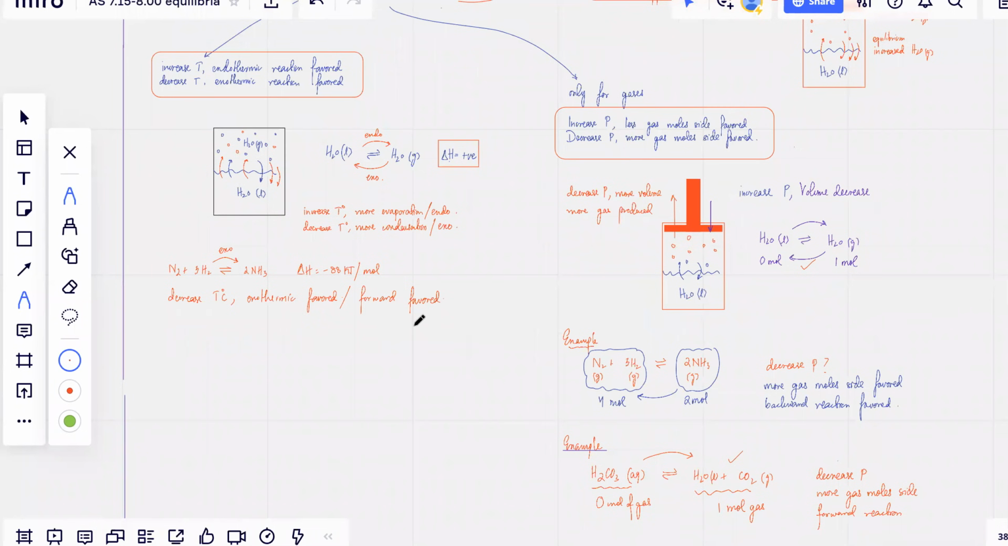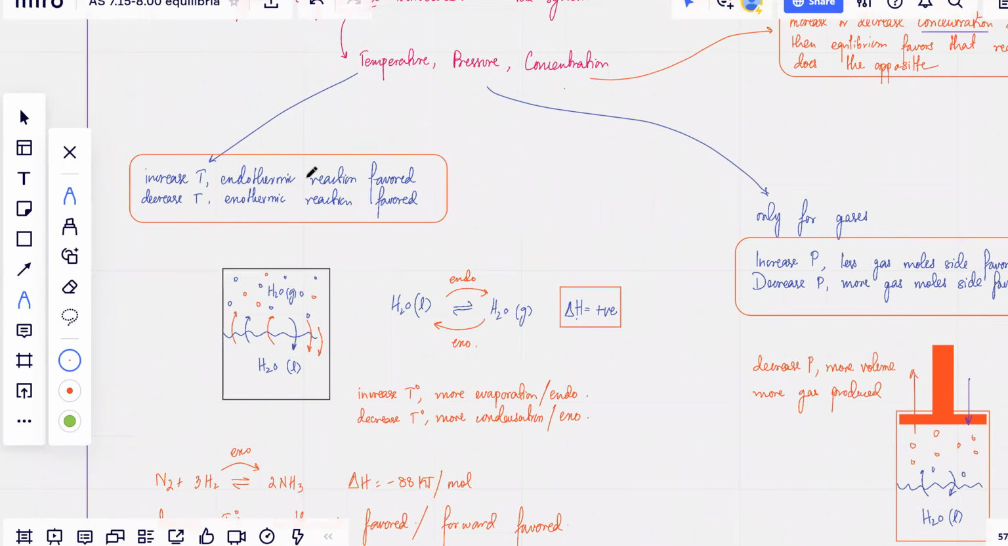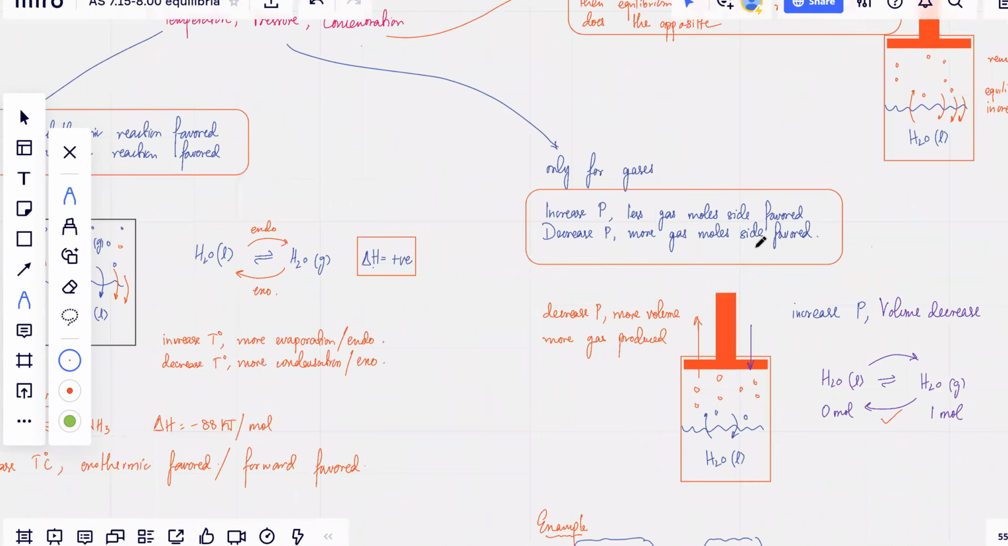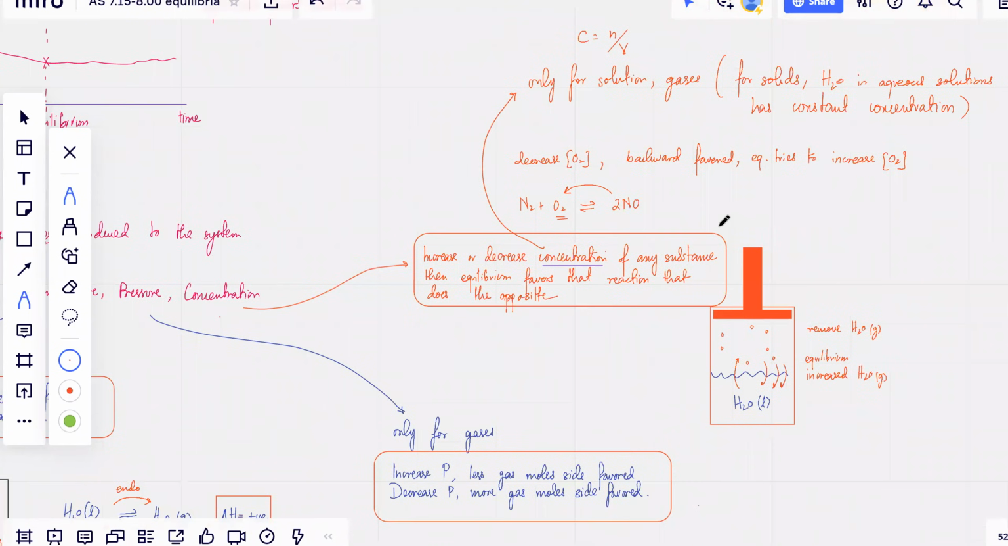Okay. So we did Le Chatelier principle, which was kind of O levels, and we discussed yesterday that if you increase temperature, the endothermic reaction is favored. If you decrease temperature, the exothermic reaction is favored, and only for gases, if you increase pressure, the side with fewer gas moles is favored, and if you decrease pressure, more gas is going to be formed. The side with more gas moles is going to be favored.